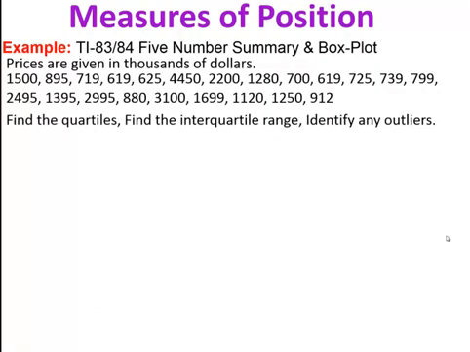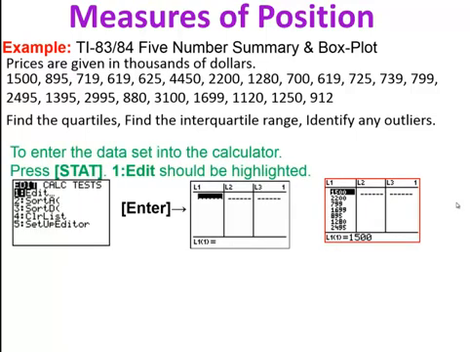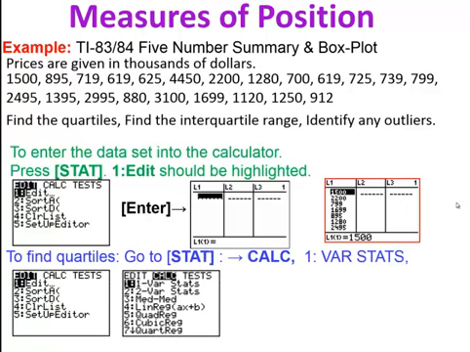So let's do an example here, and we're going to be using the TI-83/84 calculators to do this work. What you're going to do is the same thing we've been doing. You're going to go to your stat key, hit enter, and enter in the list. Here I'm entering in the list of all the data pieces that were given. We're going to find the quartiles by going to the calculate button and choosing number 1, 1-Var Stats.